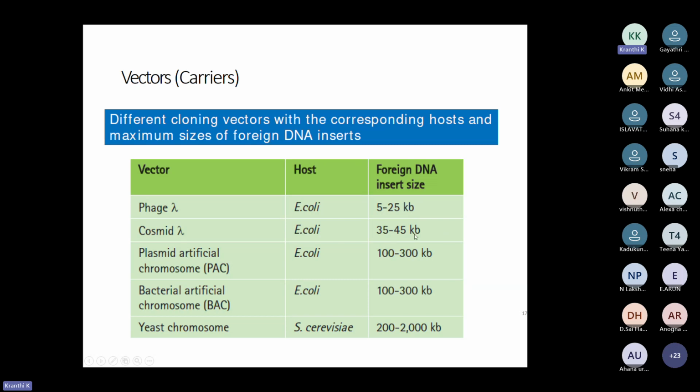Then cosmid 35 to 45. So based on requirement, if you want to insert more DNA, then you choose a different vector. Okay, yeast Saccharomyces cerevisiae can accept 200 to 2000 kilobases of the nucleotide strand. That is foreign DNA, right? So it will accept. Like this, we have different types of vectors, right?